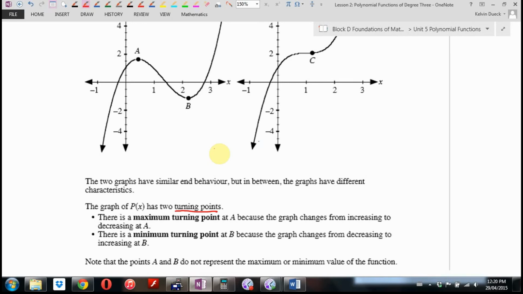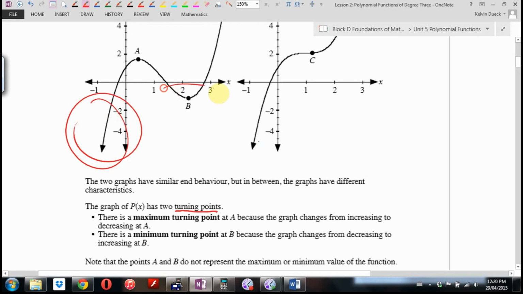You can do it using calculus. It's one of the things Sir Isaac Newton invented. We're going to use technology. B would be a minimum. Is it the absolute minimum? No, it goes lower right there. But in its area, locally, it's a minimum.